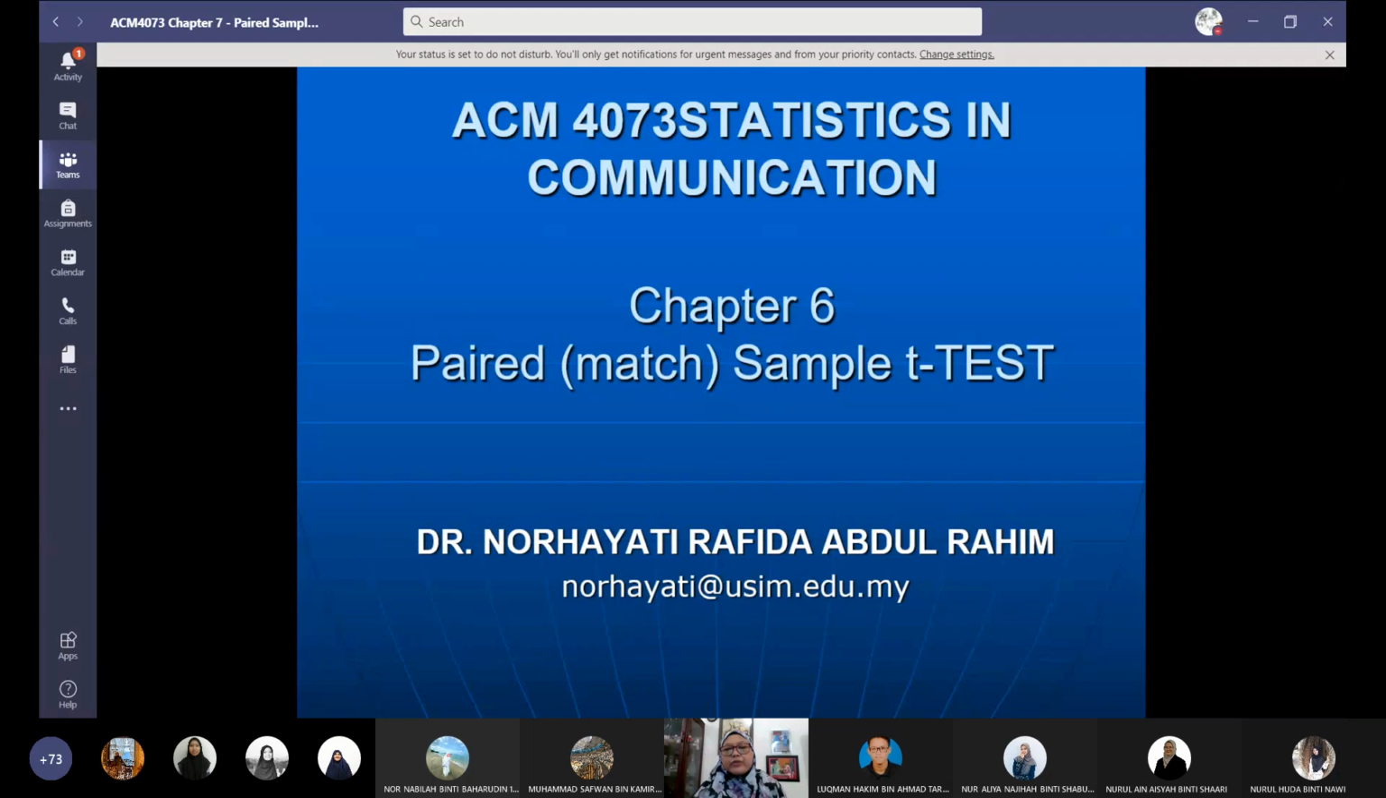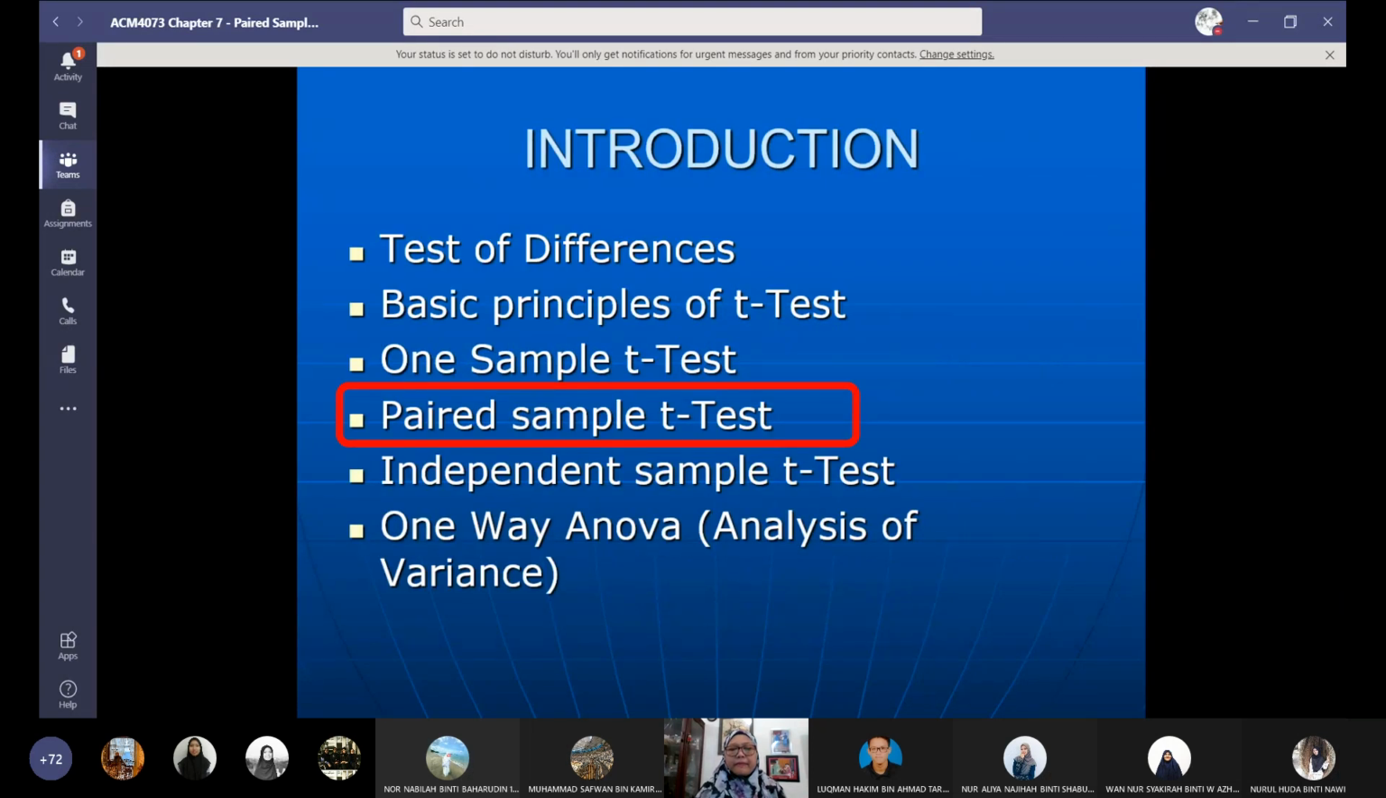Okay. Previously, the previous week, we looked at one sample t-test. It's very straightforward. We look at the mean scores, the differences of mean scores among the respondents. And here we look at paired or matched sample t-test. Some call it paired sample t-test and some call it matched sample t-test.